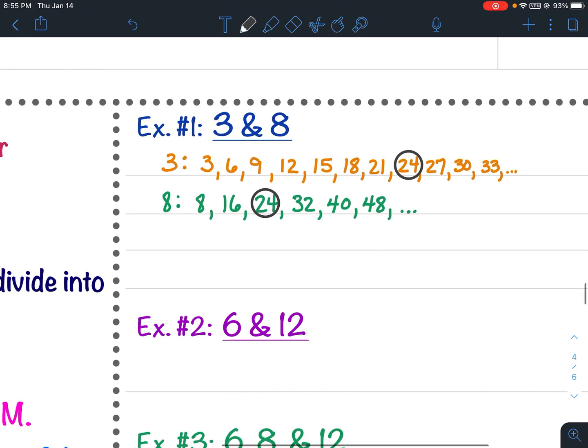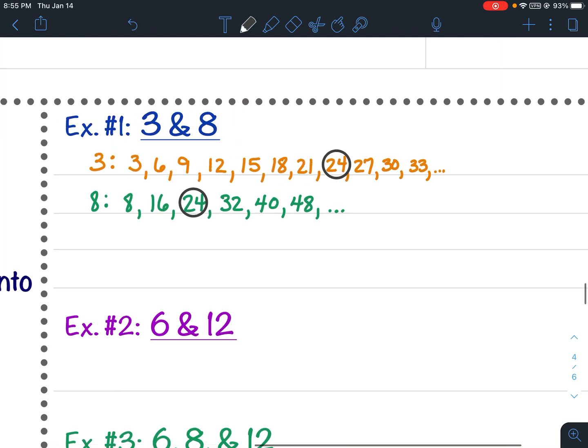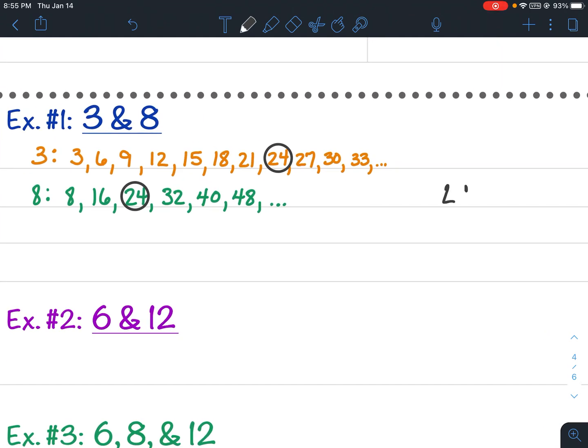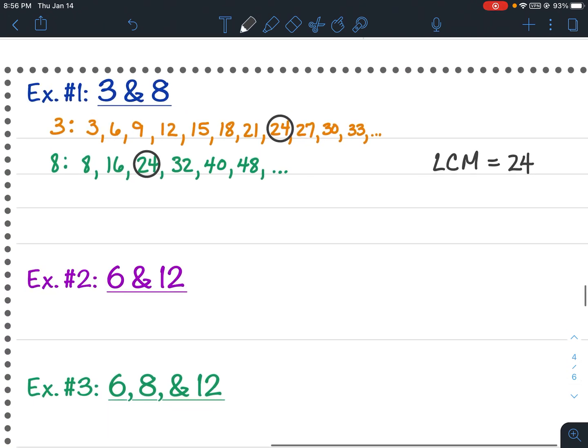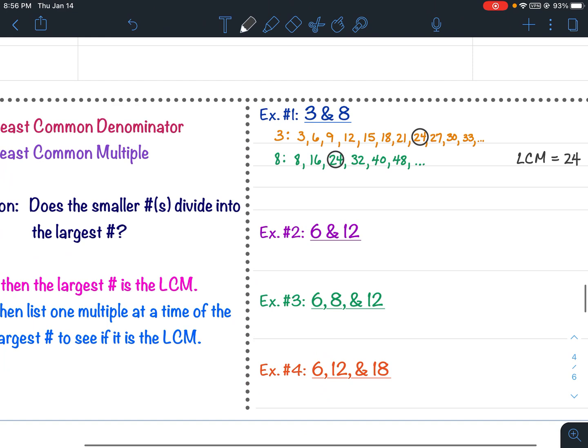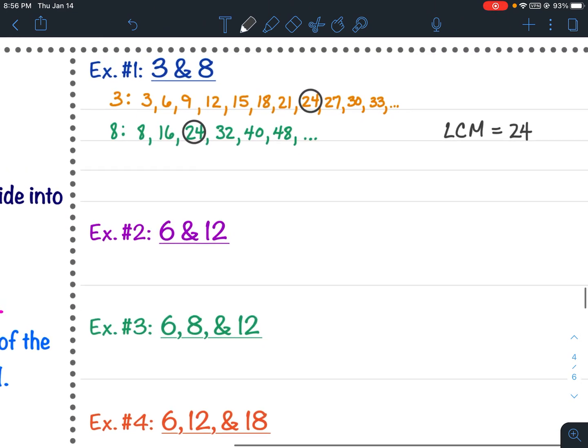Therefore, my LCM is 24. Now, that's the long method. Nobody wants to do it that way, right? That's the long method. So let's go back to what I said over here. Go ahead and pause your video and get that all written down first.